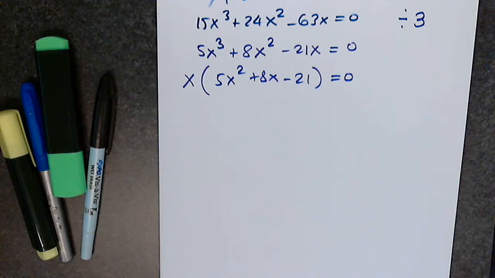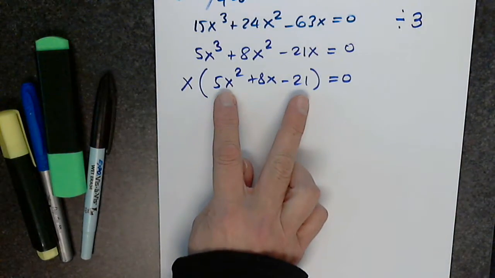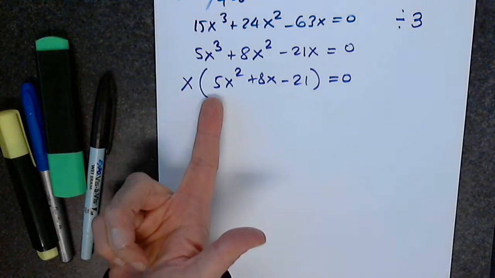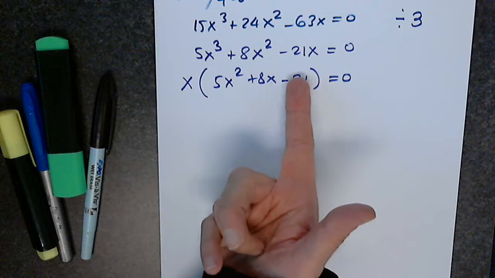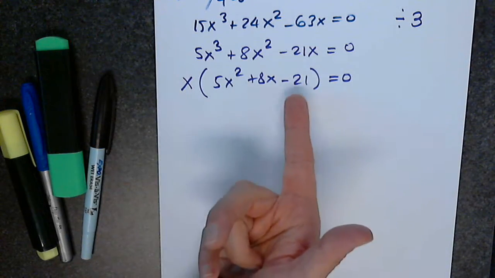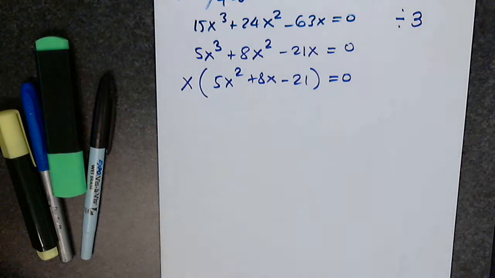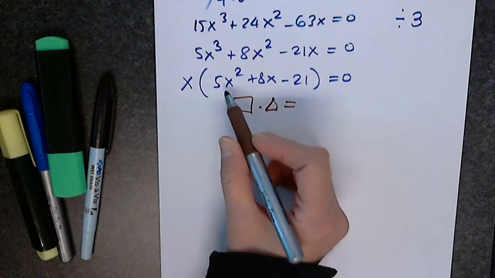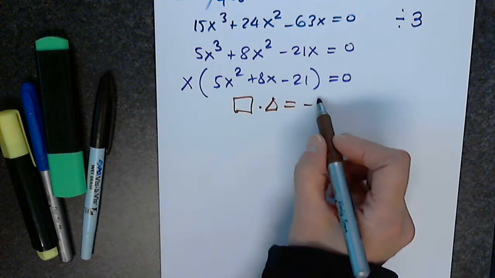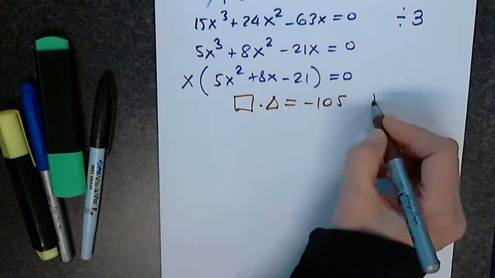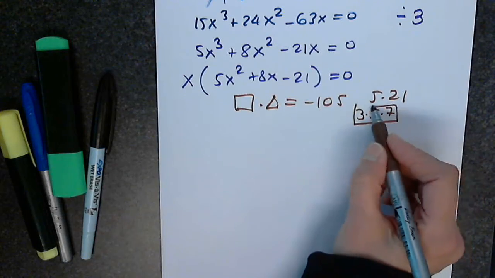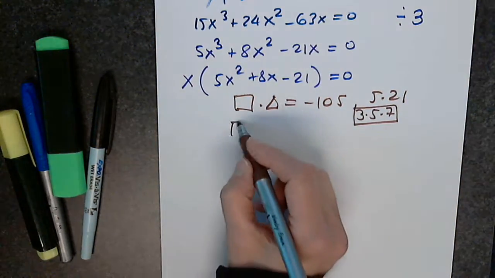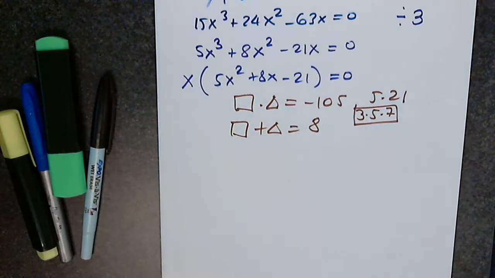Now I'm down to the very last strategy, in which the trinomial has a leading coefficient which is not 1. A special product is not applicable here because the last term is negative and 5 and 21 are not perfect squares. So I'm looking for two numbers whose product is 5 times negative 21, which is negative 105. I prefer 5 times 3 times 7. And whose sum equals 8.